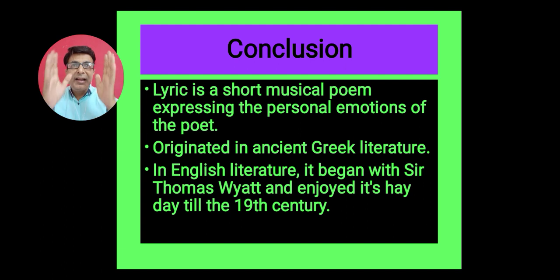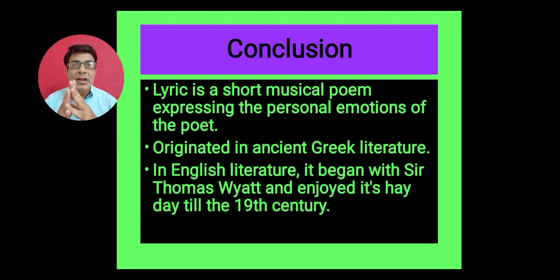At the end, let me conclude the whole discussion: lyric is a short but musical poem written in small stanzas. It expresses the personal emotions or experiences of the poet. In the ancient times, lyric poetry originated in Greek literature. It is called lyric poetry because it was sung in the company of a musical instrument known as the lyre. In those times, two kinds of lyric poetry existed: choral lyric poetry and monodies.